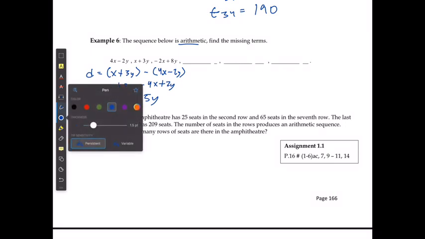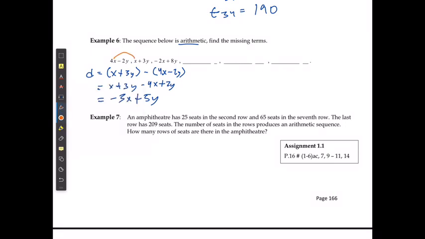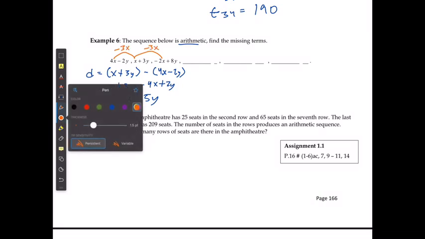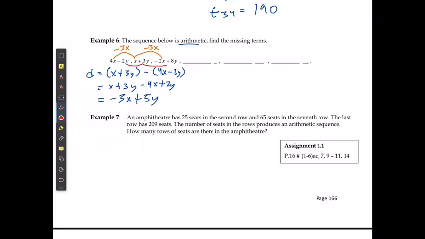This means that, theoretically, x should be decreasing by 3 every single time, which it is, and y should be increasing by 5 every single time, which it is. So I'm just going to keep that pattern going. I'm going to say that if I continue to decrease x by 3, I'm going to get negative 5x, negative 8x, and negative 11x. If I continue to increase y by 5, I get plus 13y, plus 18y, and plus 23y.